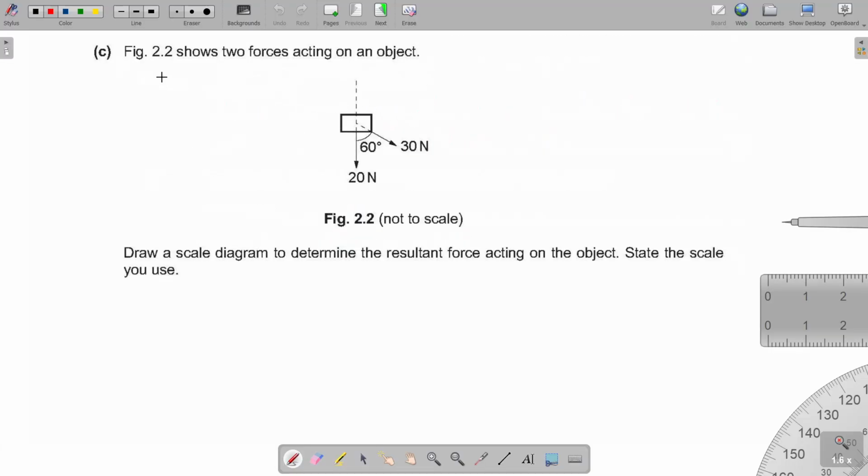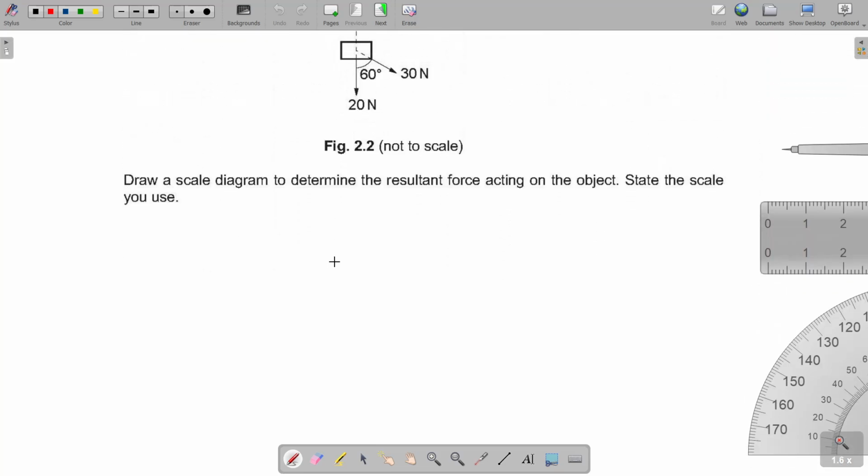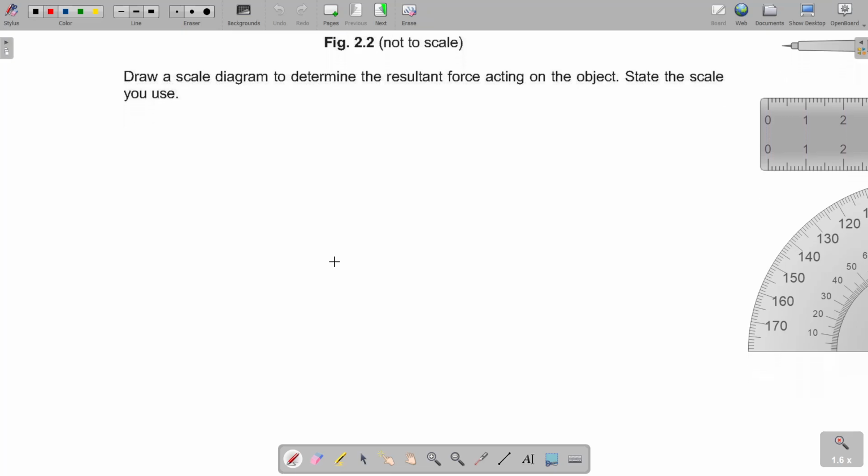Part C says figure 2.2 shows two forces acting on an object. Draw a scale diagram to determine the resultant force acting on the object and state the scale you use. We have 20 newtons and 30 newtons, and we have a lot of space here, so we do not draw 20 as 2 centimeters and 30 as 3 centimeters. That would be a very small diagram.